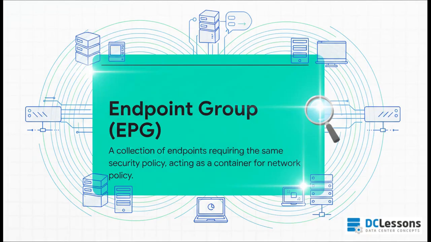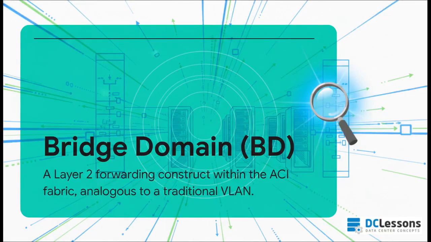First up, we've got the endpoint group, or EPG. This thing is, well, it's absolutely central to ACI security. The best way to think about it is like a bucket, a logical container. You throw your servers, your VMs, whatever endpoints you have into this bucket. And everything inside that same EPG gets the exact same security policy applied to it. Simple as that.